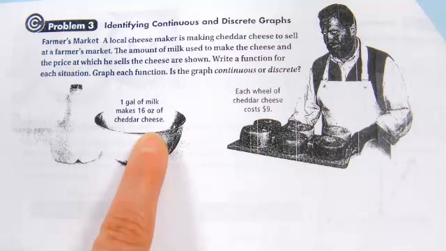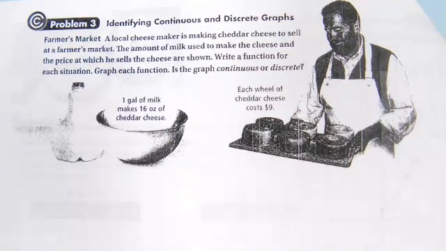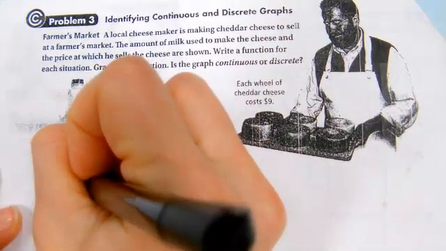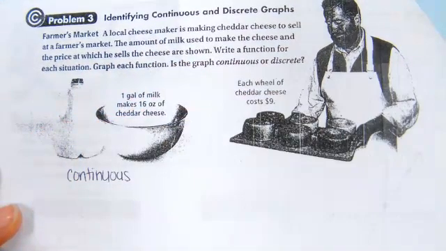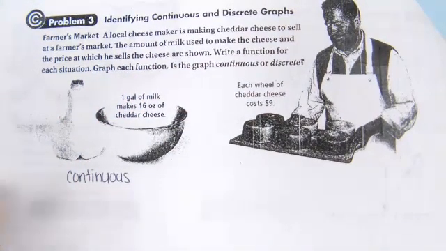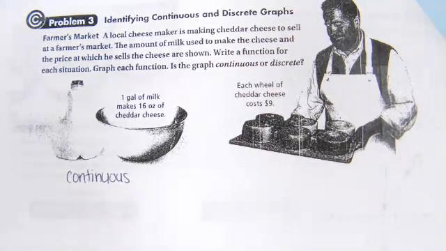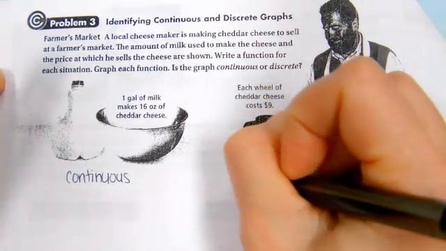It's continuous, because what if you only use a half gallon of milk? How much are you going to make? Right? So you can make different amounts. So this one is continuous. Is he going to sell you half a block of cheese? Probably not. Some places will, right? Some places, if you go to the deli counter, you can get half pounds of cheese and stuff, but let's assume he's selling them by the whole wheel. This one is called discrete.